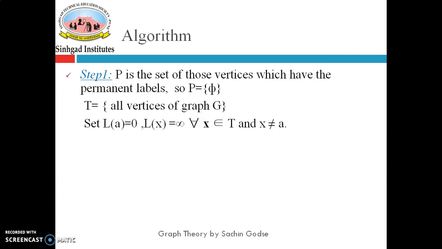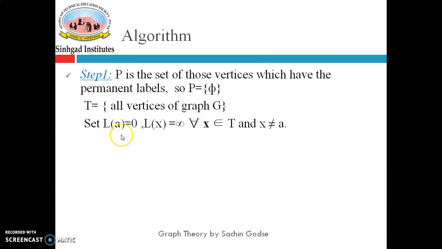Step 1 in this discrete shortest path algorithm. We start from the starting vertex, that is A. Initially P is the set of those vertices which have permanent labels. Initially no vertex is given a permanent label, so the set of permanent label vertices P is equal to phi, that is empty. T is the set of all the vertices of the graph G.